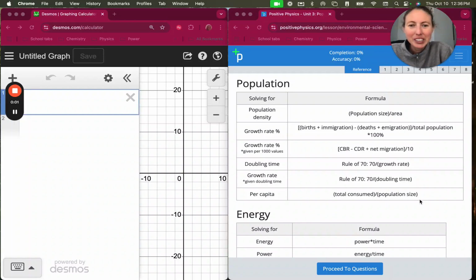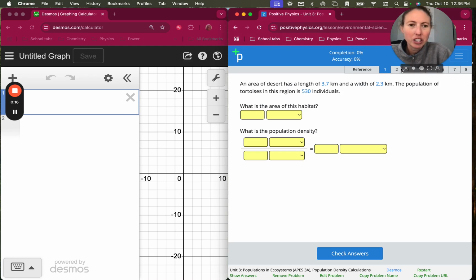Hey environmental science students, we're going to do some population density problems. So that's just where you're going to look for the population size and divide it by the area that population is in. So pretty straightforward, but one of the things that can be tricky is if you're working with large numbers, like in this one.